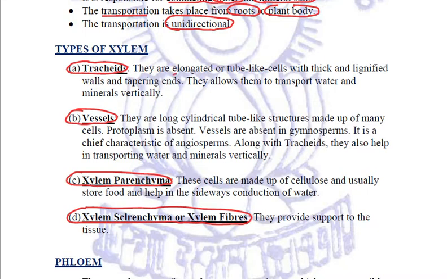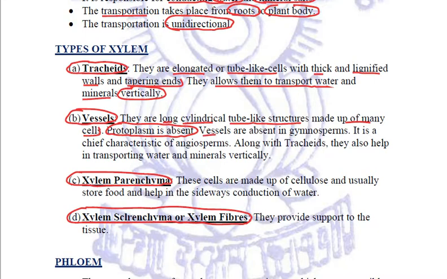Tracheids are elongated or tube-like cells with thick and lignified walls and tapering ends. Now these tracheids allow the transport of water and minerals vertically. Talking about the vessels, they are long cylindrical tube-like structures which are made up of many cells. In these vessels, protoplasm is absent.